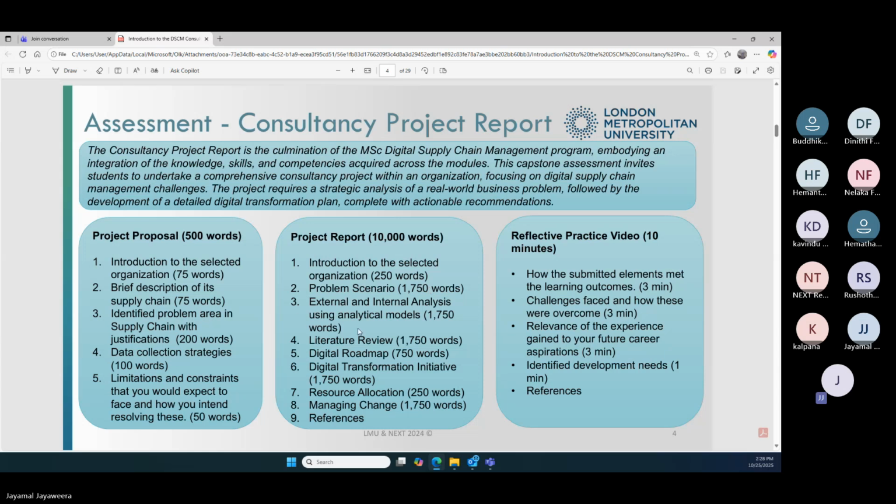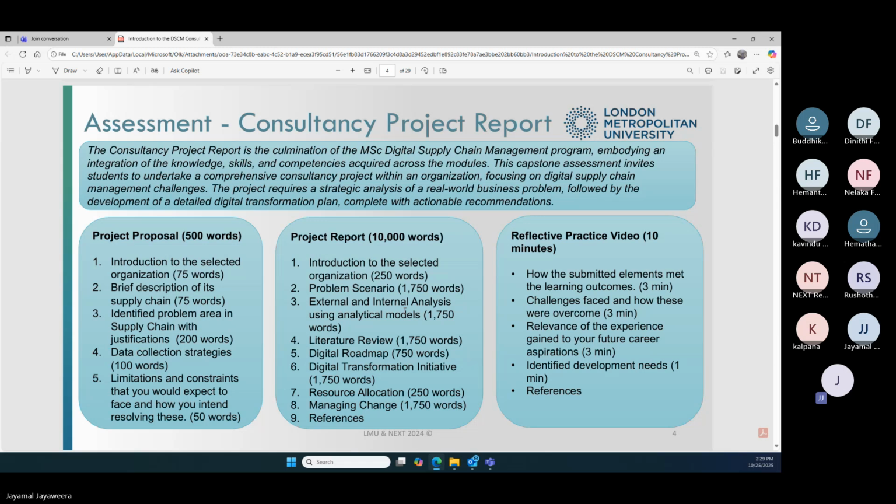Then what happens is you need to look at the analytical models. You have already done these during your studies, like PESTLE analysis, SWOT analysis, McKinsey's, and so many other models. So you need to pick and select the relevant models, the models that are relevant to your own problem scenario, and then using the models, analyze your organization and the relevance it has to the problem that you have identified. We'll go through that as you go along. I will explain to you exactly how to do that.